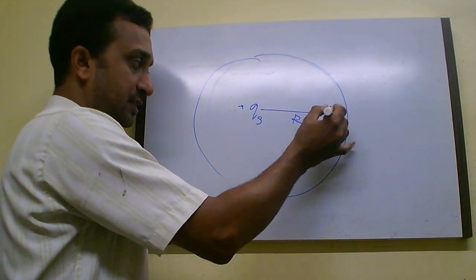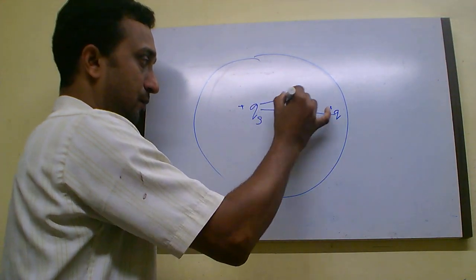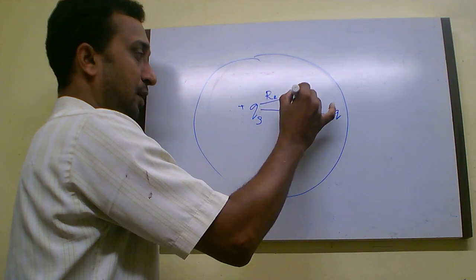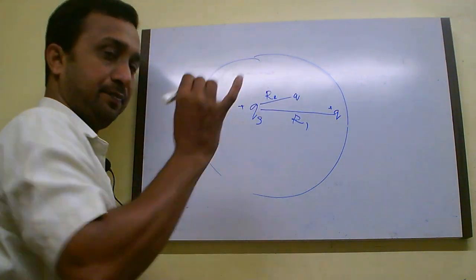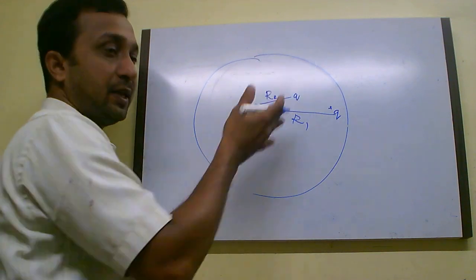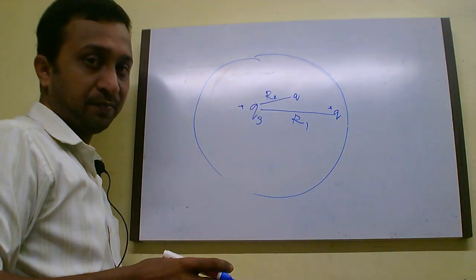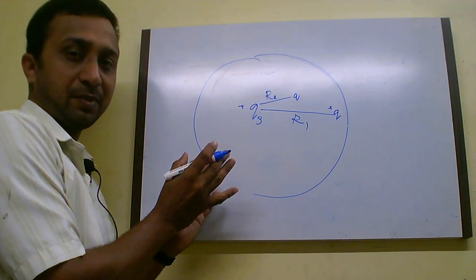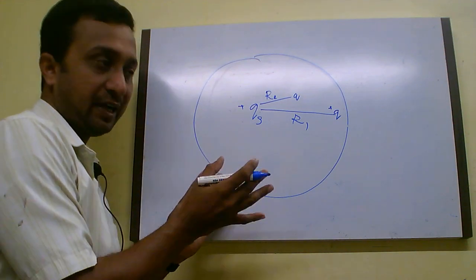Now the same charge is being kept somewhere nearer the source charge. Let this distance be R2, and let the same charge be kept here. Since it is closer, it will experience a greater force of repulsion. So that quantity is defined by the term electric field intensity.